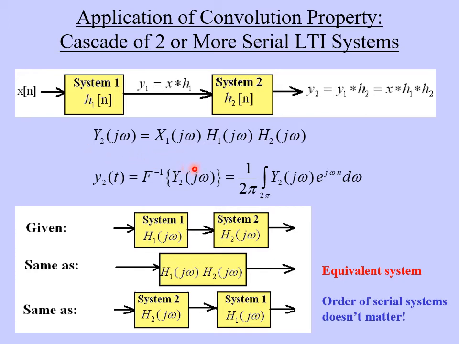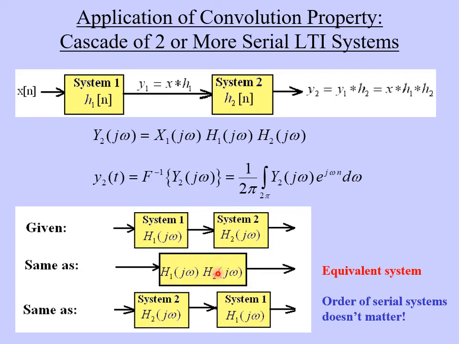and I won't go through all the intermediate steps, but basically you can think of System 1 as having a frequency response H1, and System 2 as having a frequency response H2. Since we're in the frequency domain, we can just multiply these two frequency responses together. We don't have to do convolution like we saw up here. So we can combine these two subsystems into a single system that has a resulting frequency response given by H1(jω) times H2(jω). There's no convolution needed here.